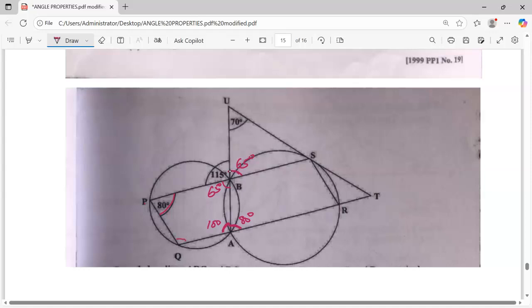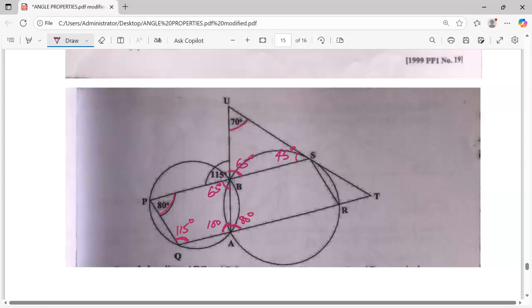Then we are going to have 115 at this point, because again, this angle here and this angle form the opposite angles of a cyclic quadrilateral, which gives us 115 degrees. If that is the case, we can move forward and get other angles. We already know that the angle at this point is 70, and the angle at this point is going to be 65, such that 70 plus 65 gives us 135, and therefore from 180 we are going to have 45 degrees at this point here.